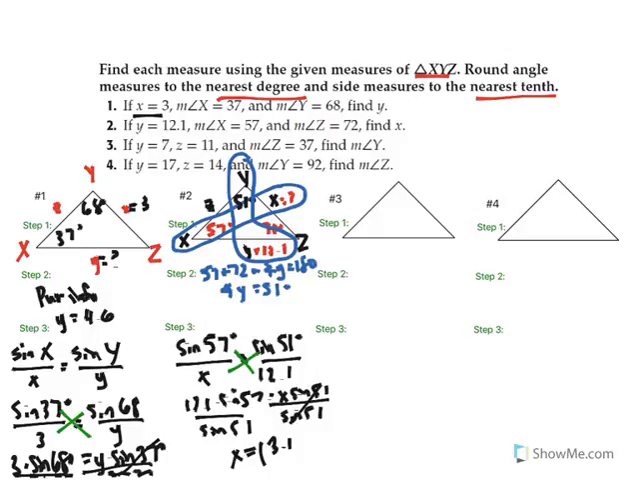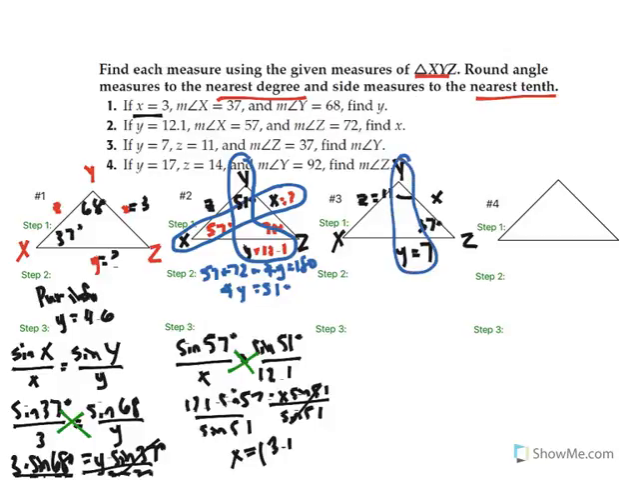Let's try these last two. Step 3, I'm going to move a little quicker now. We have triangle x, y, z. I put my sides across. Now I look at the problem. It says side y equals 7, side z equals 11. Angle z is 37 degrees, and we're trying to find angle y.